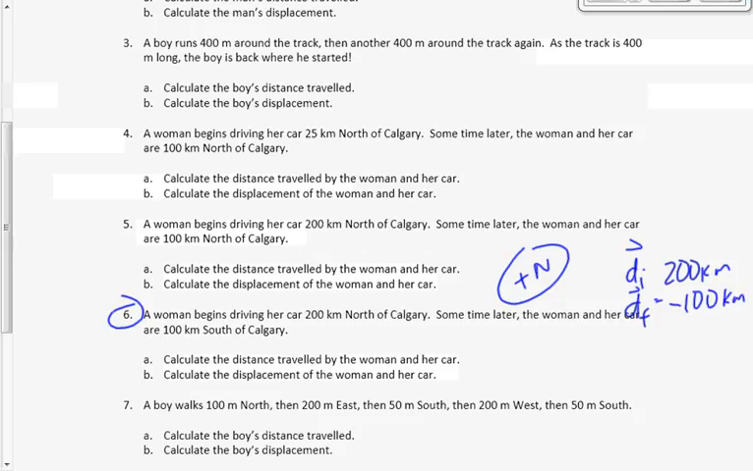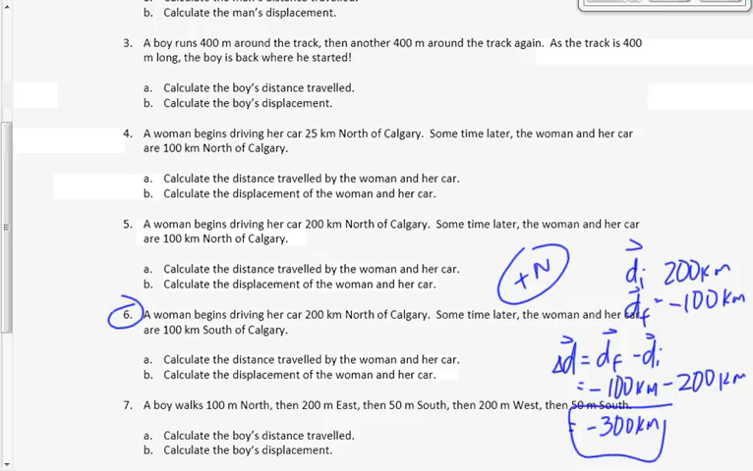Let's do my displacement first. DF is negative 100. DI is 200. It's subtract positive 200. That gives me negative 300. What's my displacement? Negative 300, or 300 to the south, right? That makes sense? What's my distance traveled? What's the distance in that one?